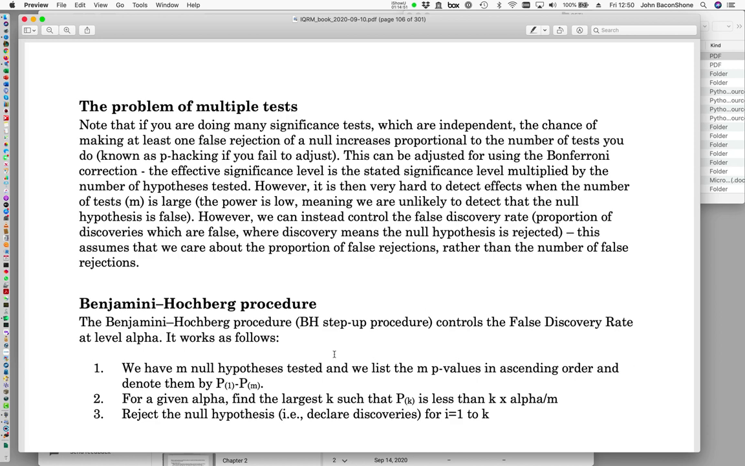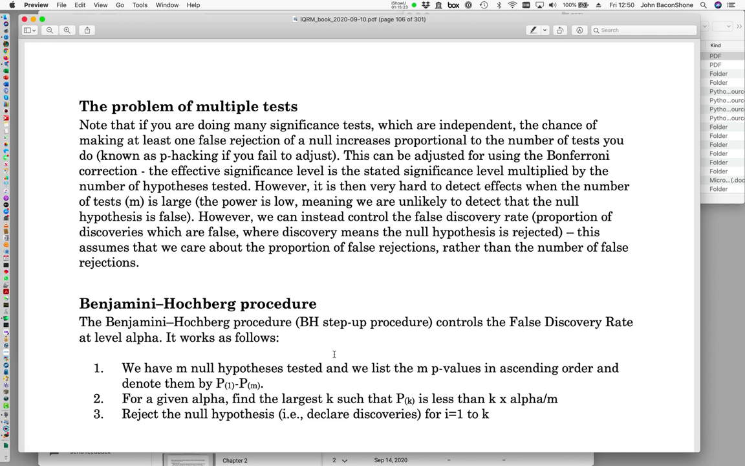So this is what sometimes is known as p-hacking if you do not make an adjustment when you do many tests. Right? So the chance of making one false rejection increases proportional to the number of tests you do. So this can be adjusted for using something called the Bonferroni Correction. The Bonferroni Correction says that the effective significance level is the stated significance level multiplied by the number of hypotheses you tested.